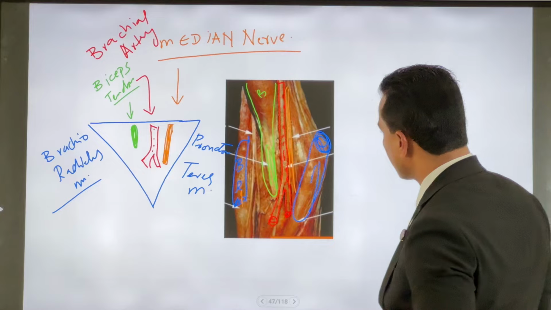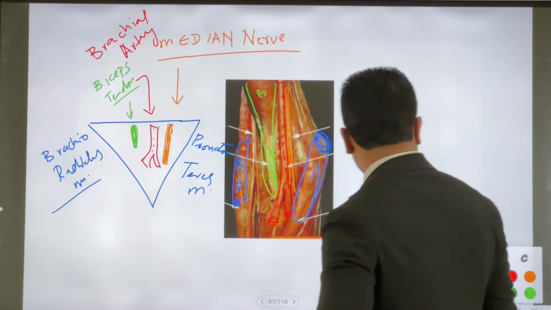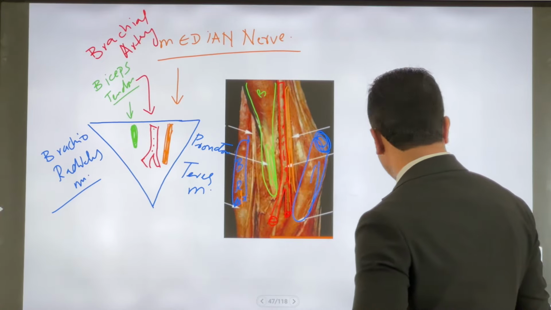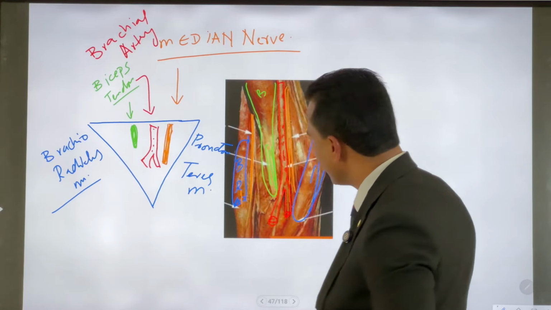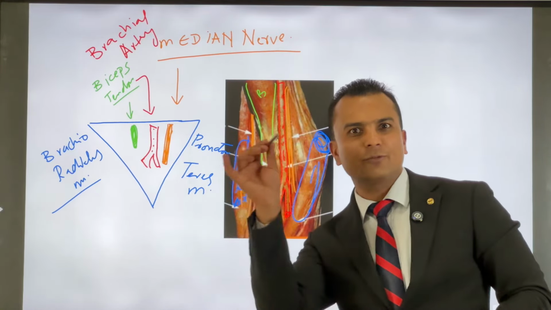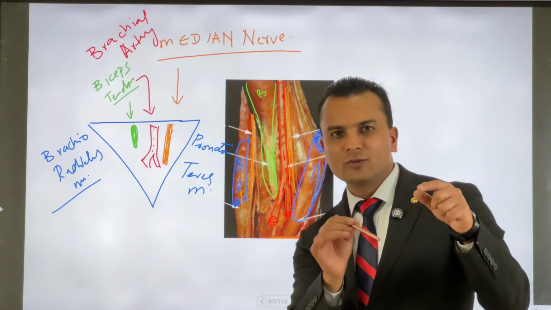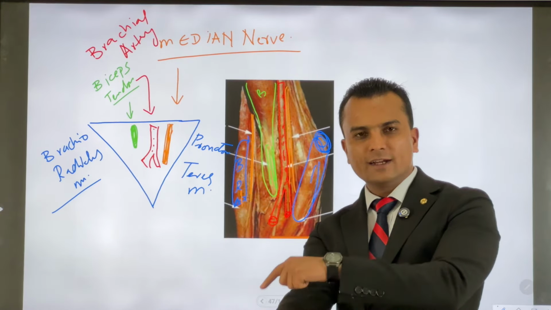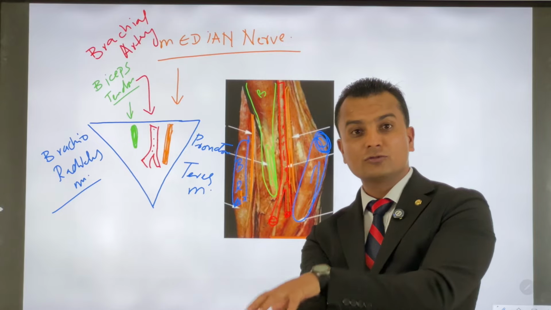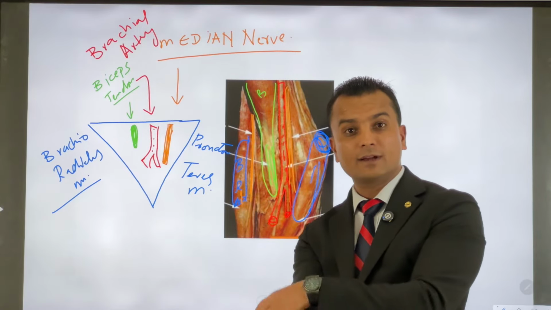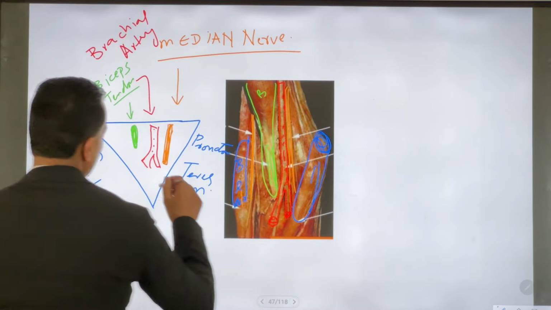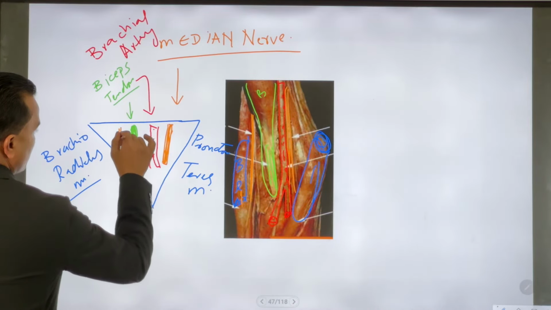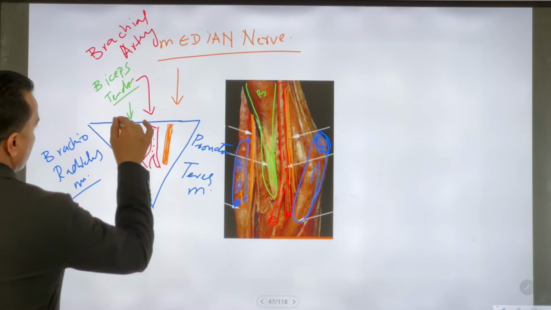And what is the most lateral structure in the cubital fossa? The most lateral structure is the radial nerve, which comes from the posterior side of the radial groove and crosses to the anterior aspect immediately near the lateral epicondyle. That's why a lateral epicondyle fracture can lead to injury of the radial nerve also. So the most lateral structure is the radial nerve.